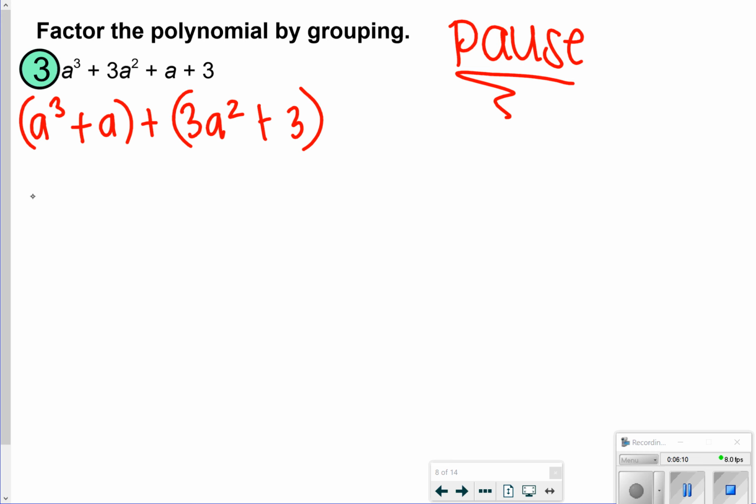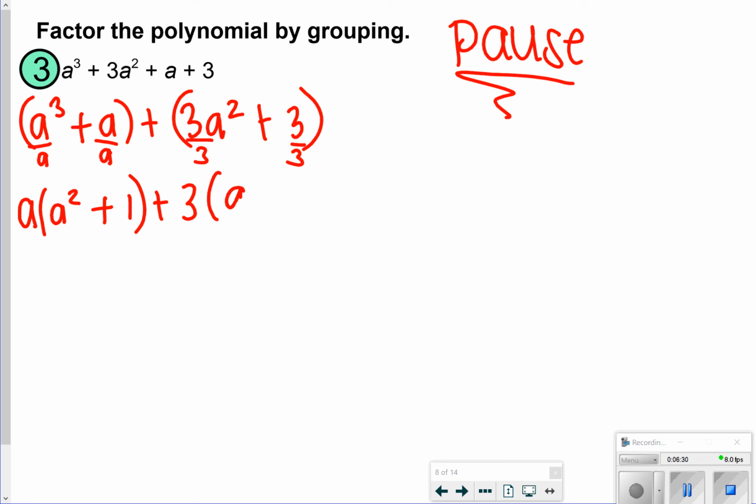So what I'm going to do is factor out an a first in the first binomial. A to the third divided by a is a to the second, and a divided by a is 1. Then over here I have a 3 in common, so I'm going to divide out the 3's. 3a squared divided by 3 is just a squared, and 3 divided by 3 is 1.